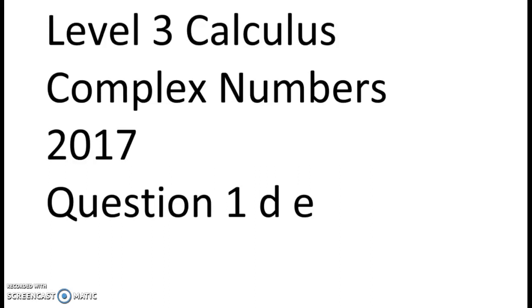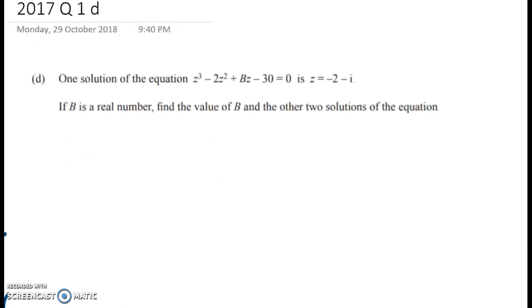Here's question 1, part D and E from last year's complex numbers paper. So this first question, which is back up here, is a merit question, and it should be a pretty familiar format. We're given a cubic equation here, and we're told one solution. And we're told that B is a real number. So we're going to use the conjugate root theorem, and we're going to figure out what B is, and also what the other two solutions of the equation are.